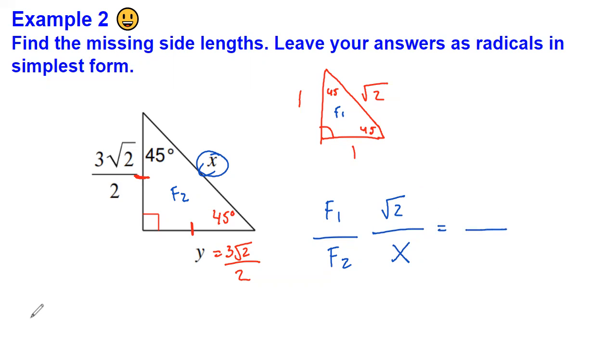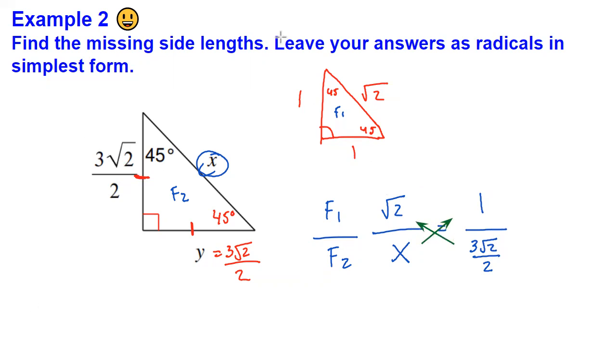Equals 3 square roots of 2 over 2 is part of figure 2. So 3 square roots of 2 over 2, and this one is corresponding to 1. Okay. Perfect. So let's go ahead and multiply.